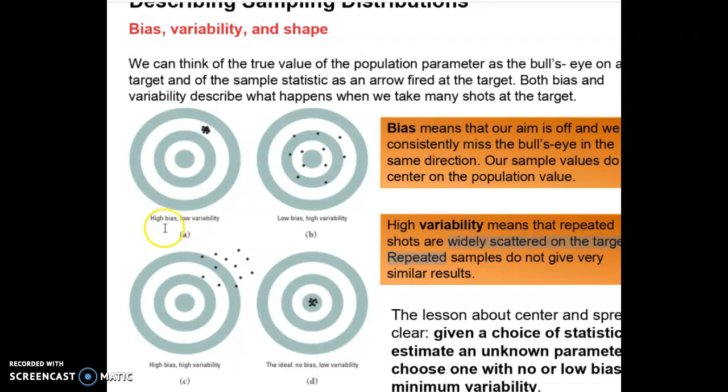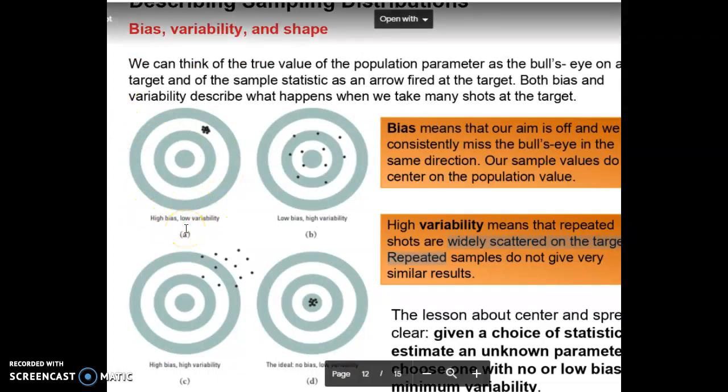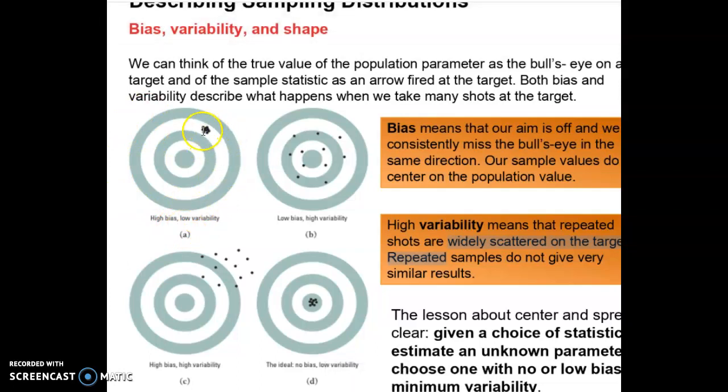So if you look at these examples, in example A, this bullseye, all of these points are very tightly close together. However, they're missing the target. So this would be a sampling distribution that has high bias but low variability, meaning high bias, it's missing the target, but the points are close together, so it has low variability. In bullseye B, you see the points are very spread out, but they're around the target. So that means it has low bias. I'm not all in the target, but I'm around it. And it has high variability because the points are very spread out.